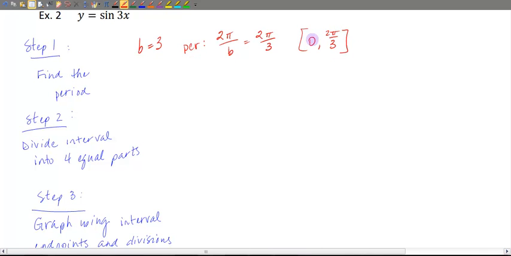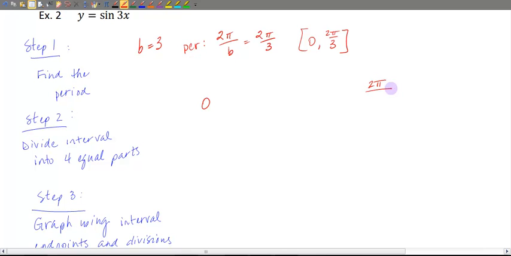Since I'm changing my period, it's no longer between 0 and 2 pi, I've shrunk it, then I need to decide how my intervals are going to break up on my x-axis. And that's where we come into dividing this into 4 equal parts. But let me tell you, there's an easy way to do this, and you are going to become extremely familiar with your fraction button on your calculator.